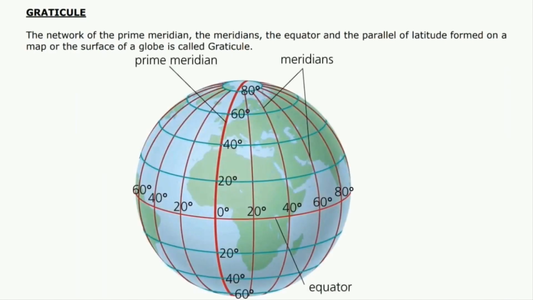Graticule. The network of the prime meridian, the meridians, the equator and the parallels of latitude forms a map or surface of the globe called the graticule.